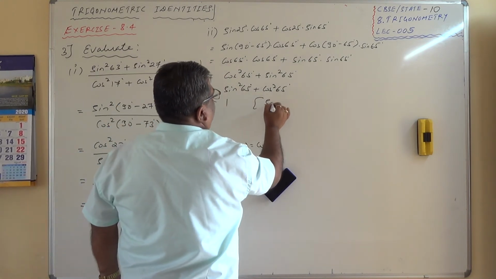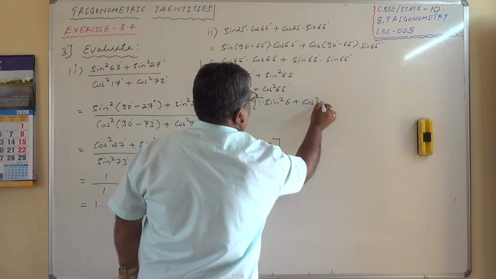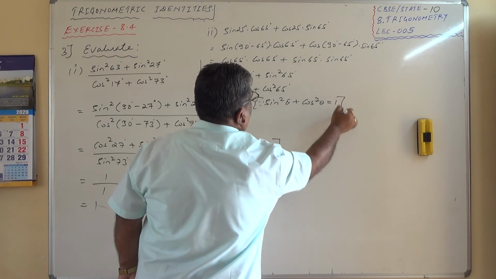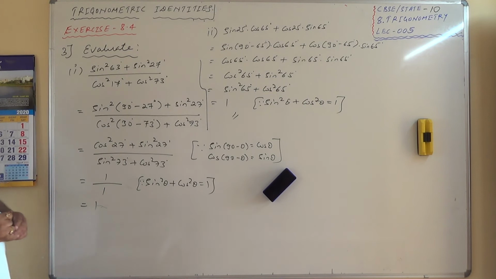Reason: sin square theta plus cos square theta equals 1, and therefore this is the answer. So make a note of these two sums.